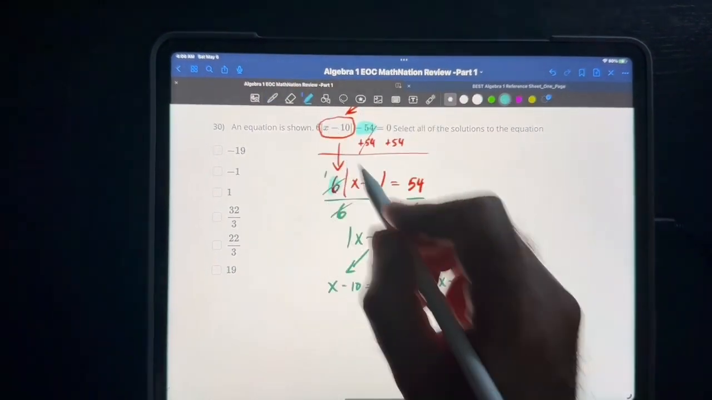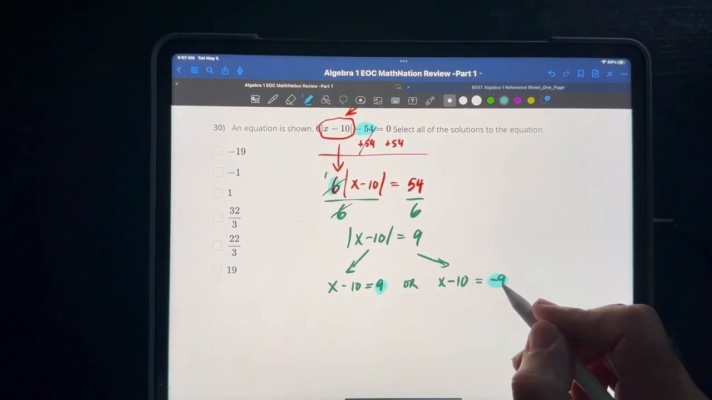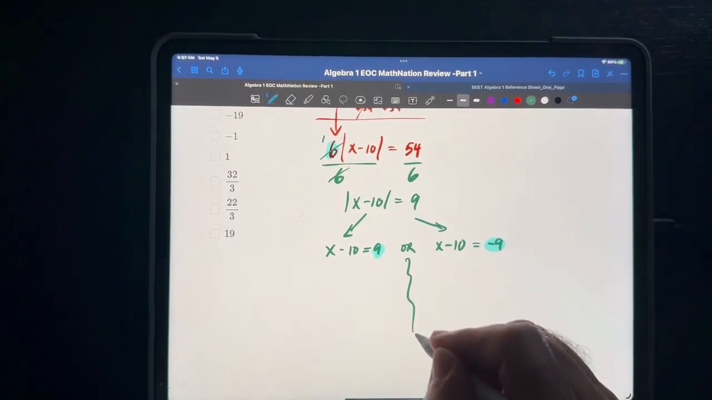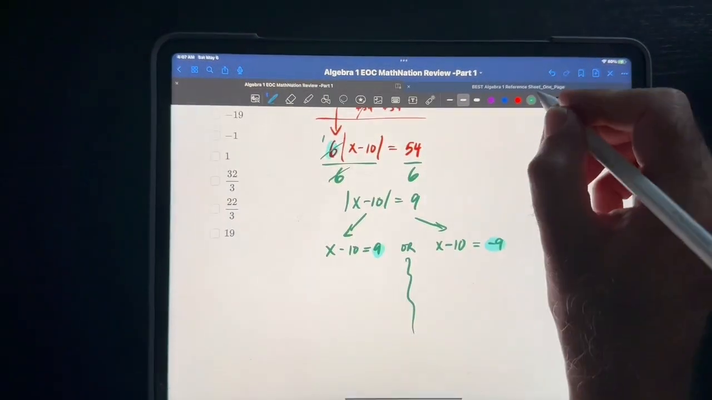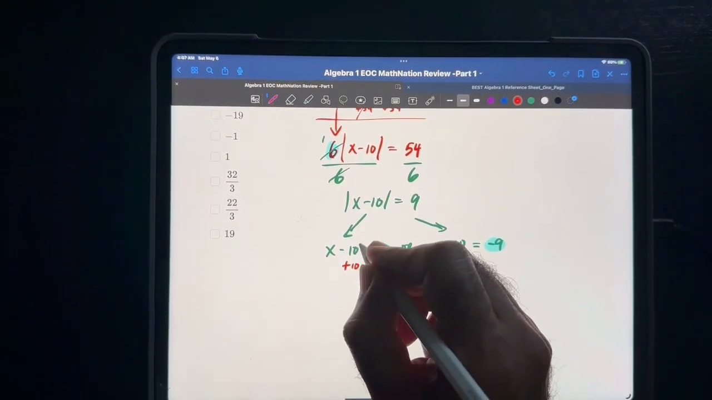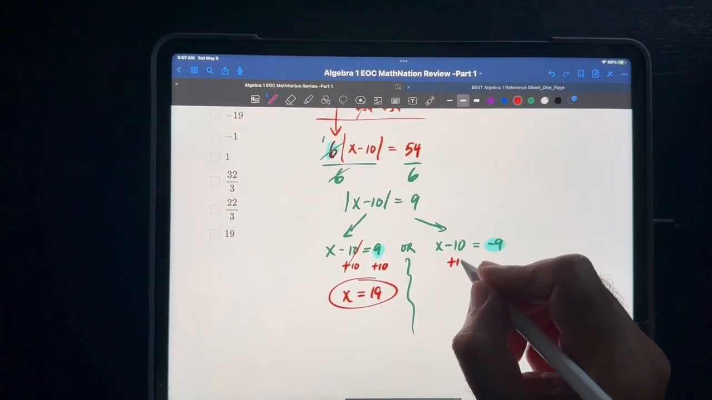Good? So make a note. That's the difference right here. One's going to be positive, one's going to be negative. All right. Then this is just simple one-step equations right here. So we just have to do what? Add 10 to both sides, opposite, right? You're going to get x equals 19. That's one answer. Add 10 to both sides.